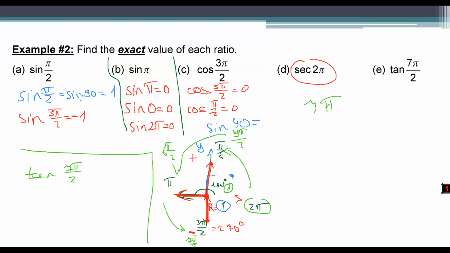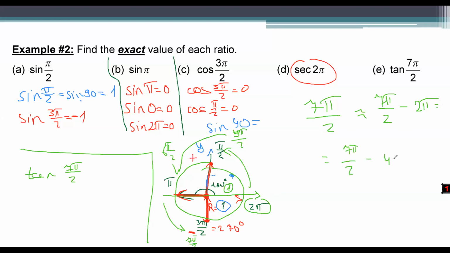7 pi over 2 is equivalent to 7 pi over 2 minus 2 pi, because we're simplifying by the whole rotation that we did. We don't want to count it twice because it brings us to the same spot. So, minus 2 pi, or here I would say equivalent: 7 pi over 2 subtract 4 pi over 2 would give us 3 pi over 2. And that's exactly what we know, that 270 degrees equals 3 pi over 2.